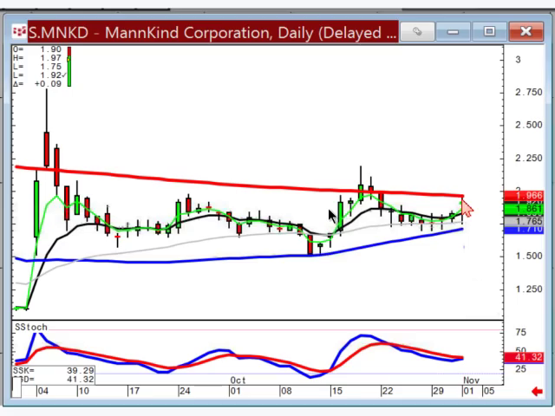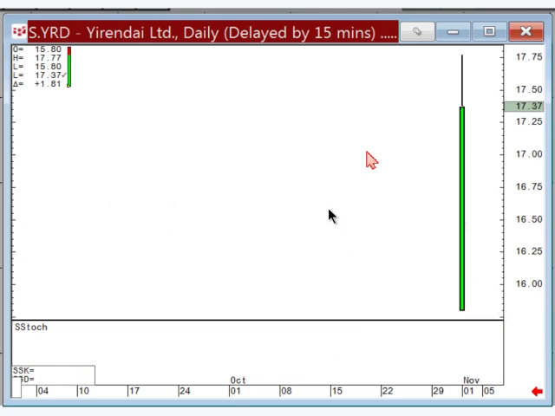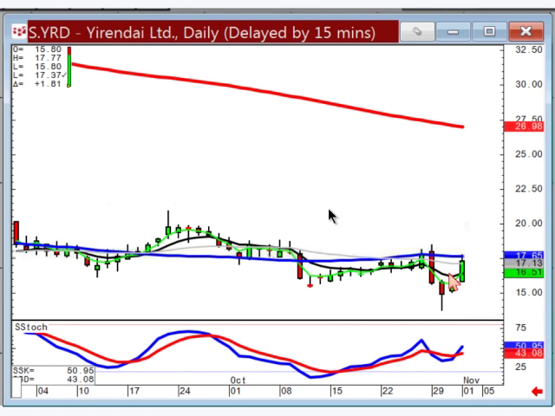Mankind, MNKD. And Yard. There's kind of your little scoop pattern. Notice where it closed, right here at the 50. So if it opens positive, what's it telling us? We've got a handle and a slingshot effect to the upside.